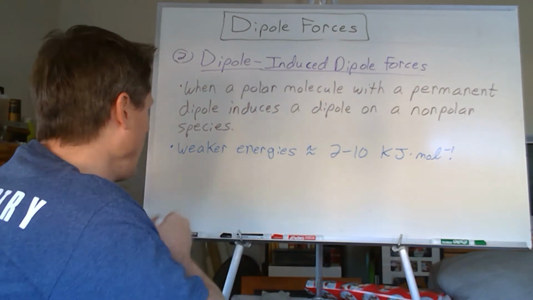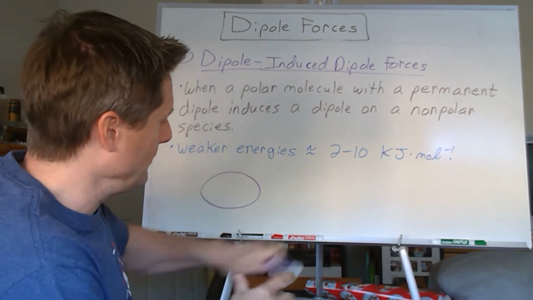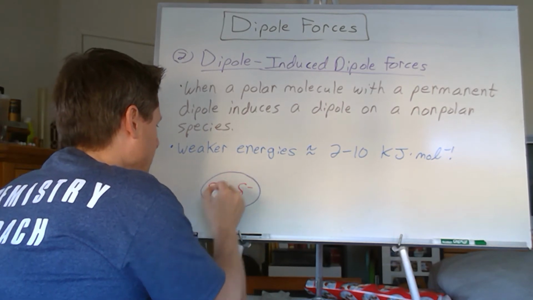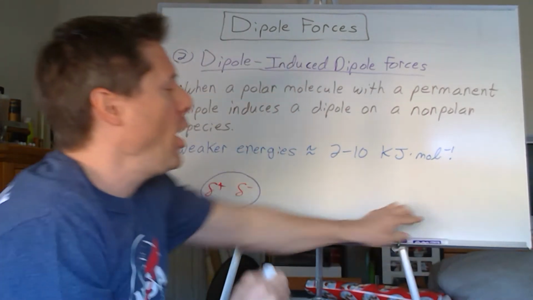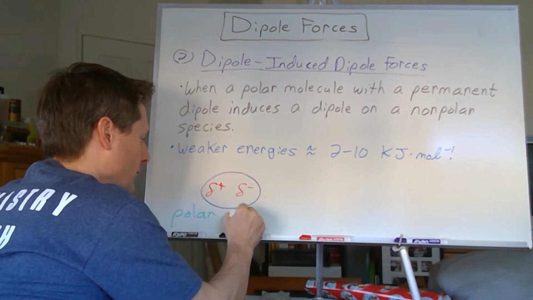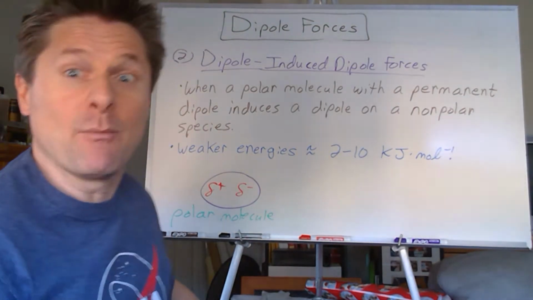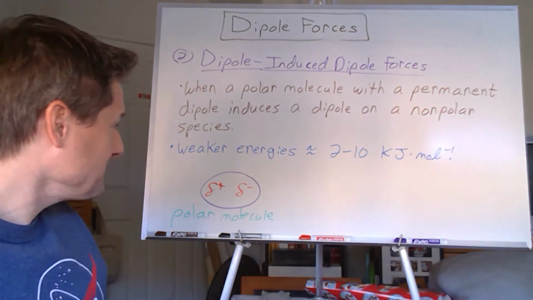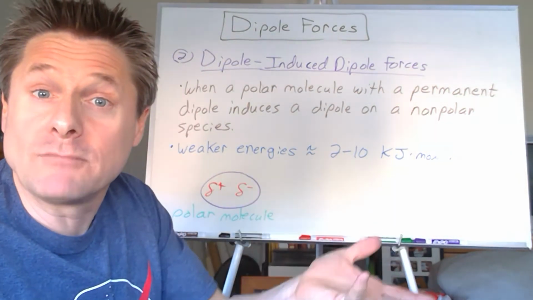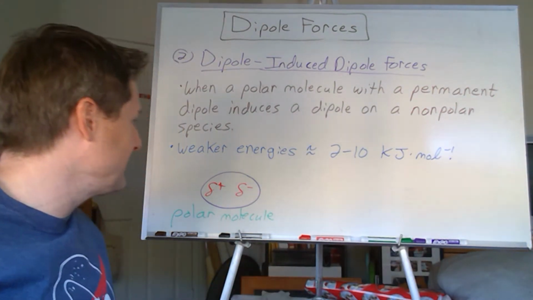Let's say I've got a polar species. And let's say it's got a partial positive and partial negative. So we'll call this our polar molecule. Couldn't be an atom, right? You can't have an atom with a permanent dipole, right? So that'll be some molecule. Now for the nonpolar species, that could be an atom or a molecule. Argon atoms, diatomic molecules, methane, all the hydrocarbons, things like that.